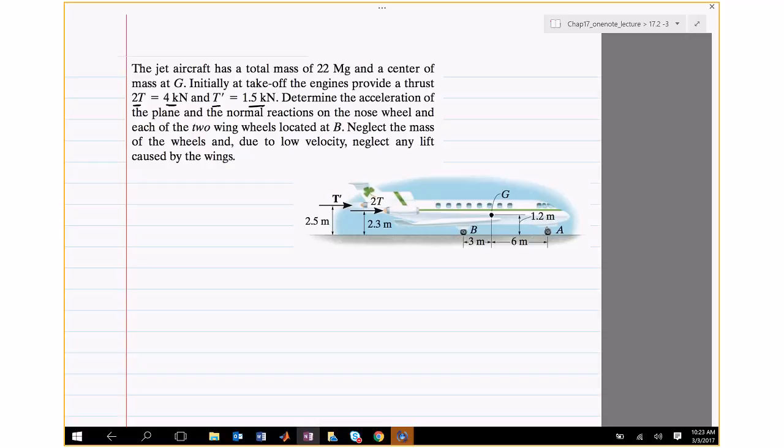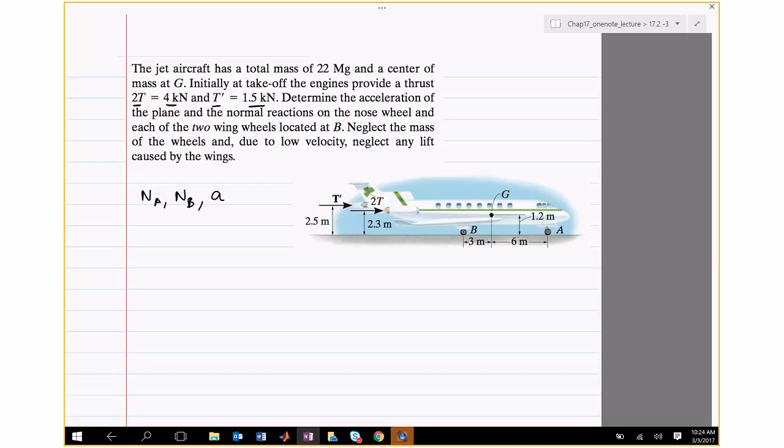So we're going to find the normal force at A, normal force at B, and the acceleration of the plane, and we've got to neglect the mass of the wheels, and due to low velocity, neglect any lift caused by the wings. So the forces are as they are here. We've got to find the normal forces on the tires and the acceleration of the plane.